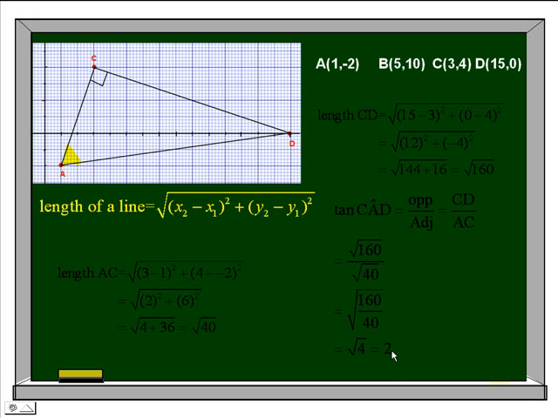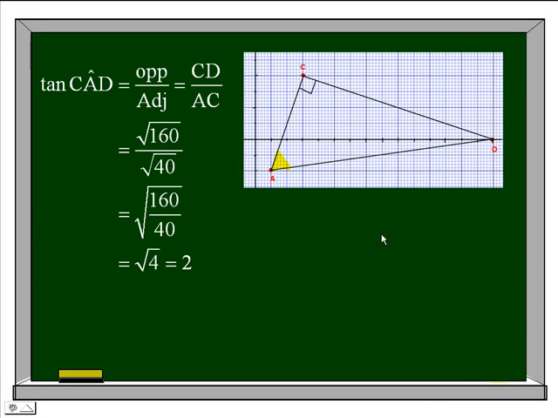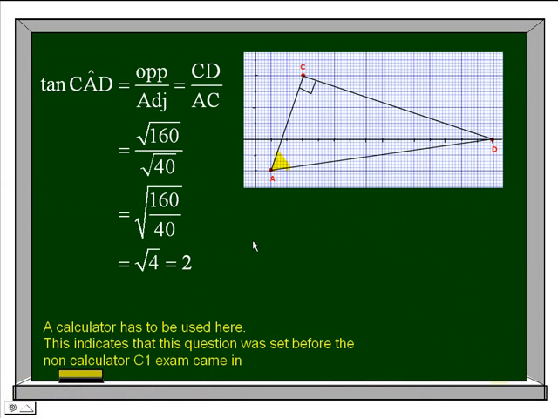That's not the angle, of course. That's the tan of the angle. And if we remember a little bit of our GCSE maths, the tan of the angle is 2. And so we're going to call upon the use of a calculator. Now this tells us that this particular question was probably set before the C1 exam came into place. So using the calculator to do the inverse tan, or tan minus 1, of 2, we get an answer of 63.4 degrees.